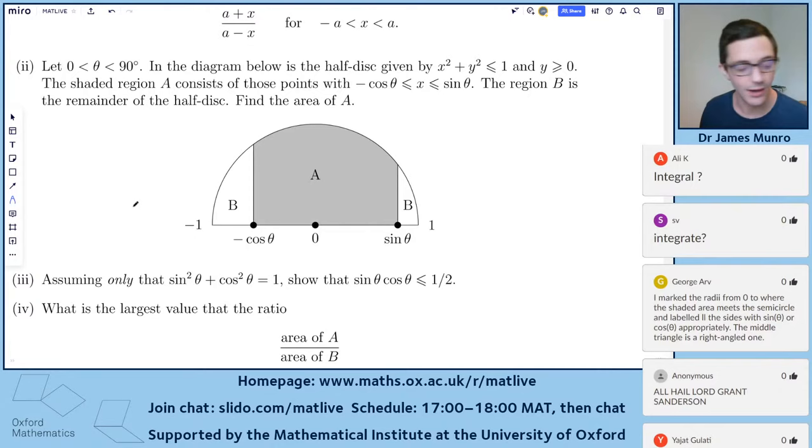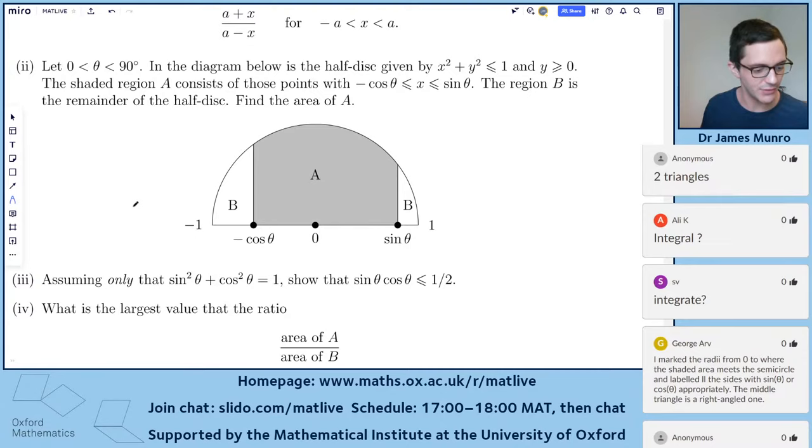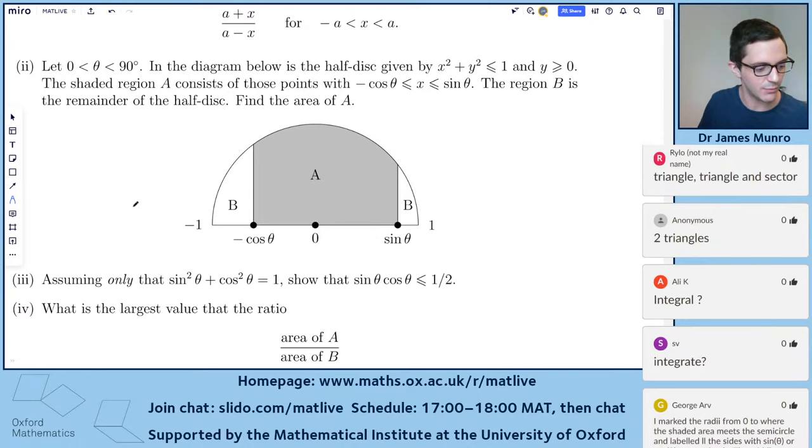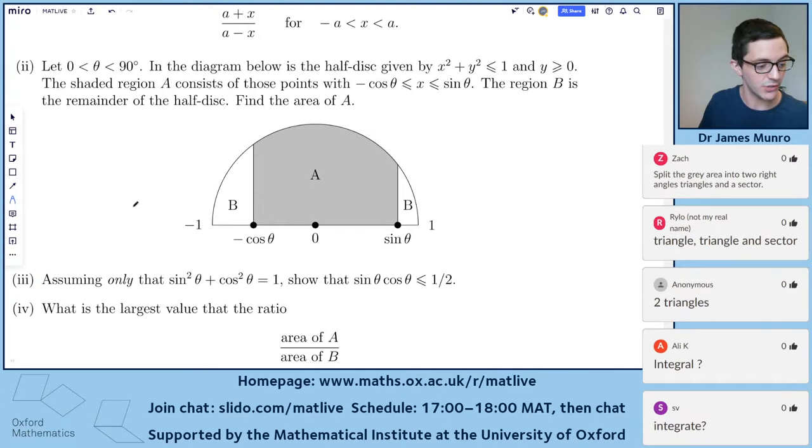Have a go. The mark scheme for this question explicitly gives marks. We saw it coming. It gives marks for people who want to do integration. But there's other methods. So George, I think, was first across the line to mark in some radii. And Rilo is here as well, and Zach, to split it up into triangles. An anonymous person's here as well.